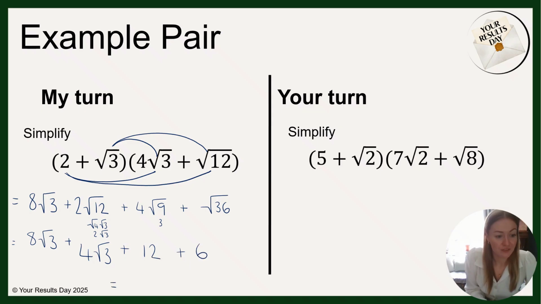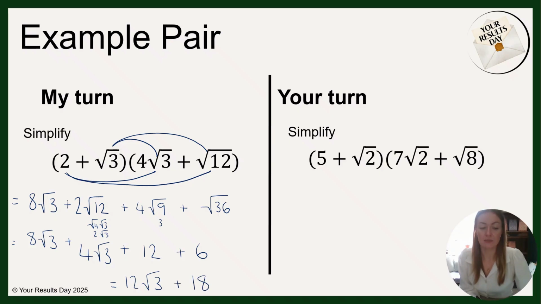And then we can simplify. If we've got 8 lots of root 3 plus 4 lots of root 3, that's 12 lots of root 3. And 12 plus 6 is 18.